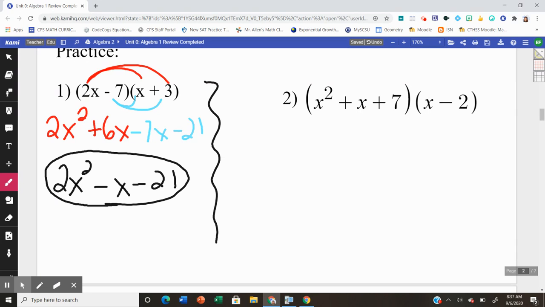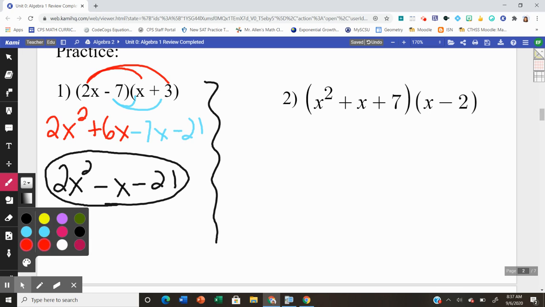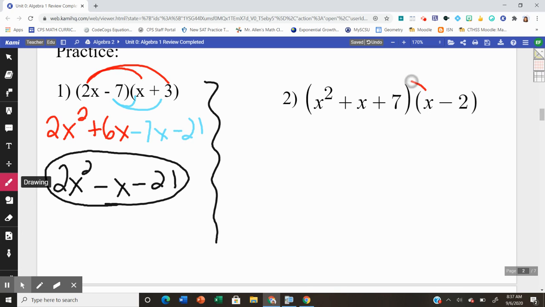So when I do my rainbow this time, I'm actually going to do it backwards. Because there are two terms in the second parenthesis, I find it a little bit easier and less steps, right? Everyone likes less steps. So I'm going to distribute the x to everything. In that case, I get x cubed plus x squared plus 7x.